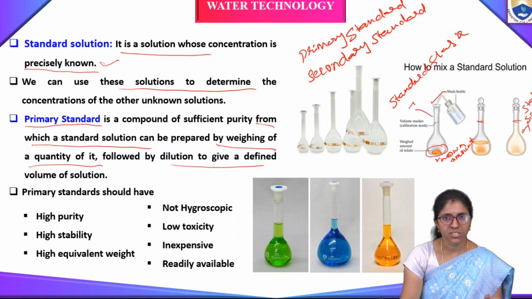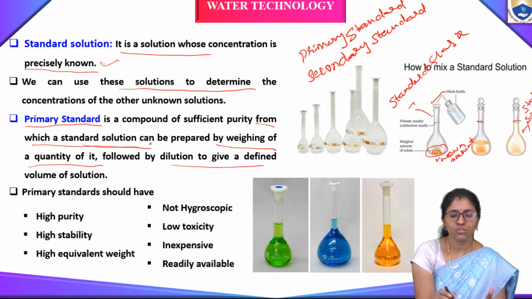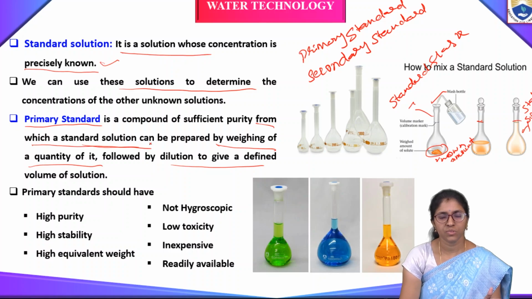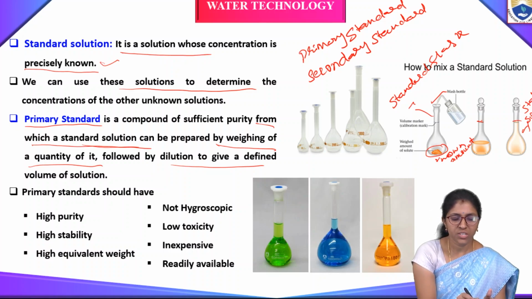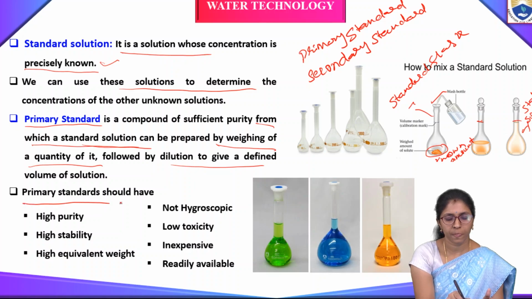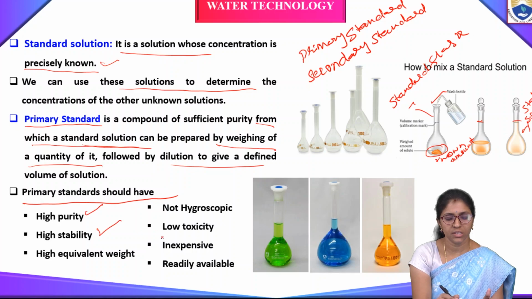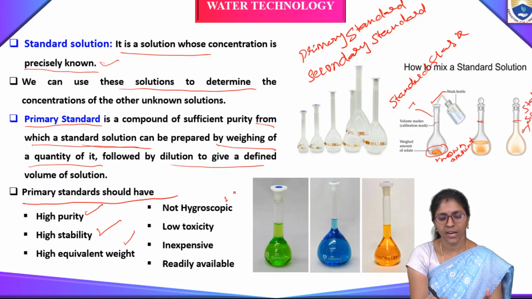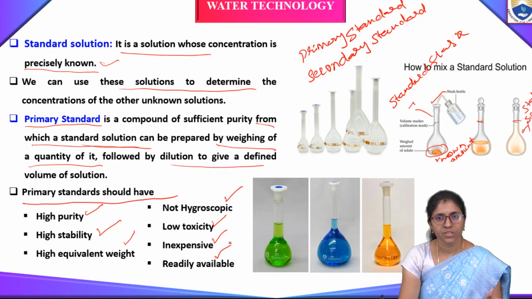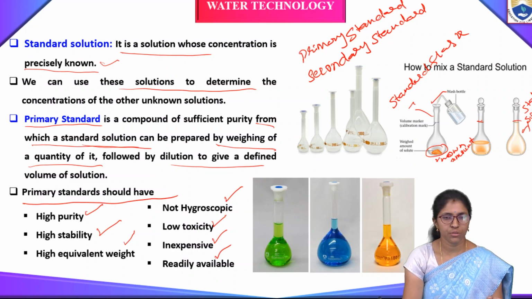So what is a primary standard? It is a compound of sufficient purity by which a standard solution can be prepared. So the primary standard should have high purity, high stability, high equivalent weight, not hygroscopic, low toxicity, it should be inexpensive, and it should be readily available.